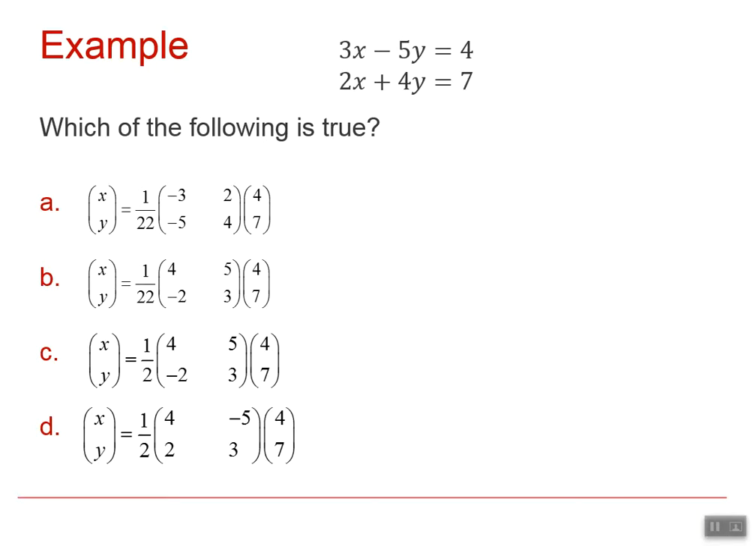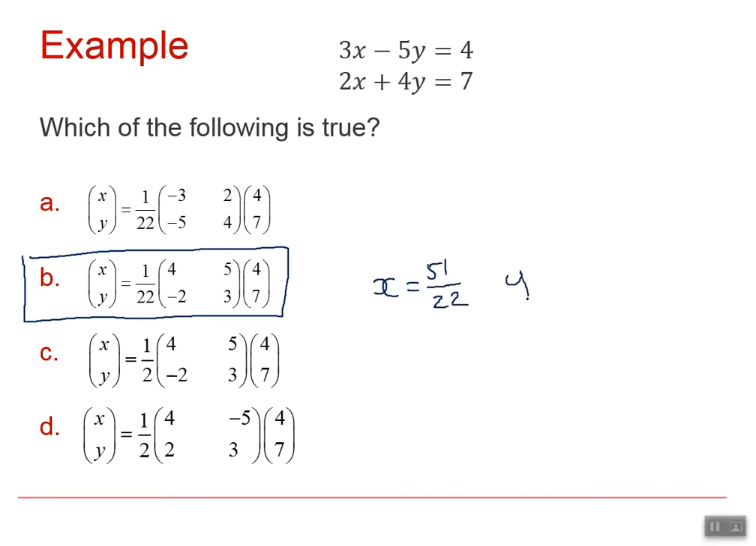Which of the following is true? We should find out that this is the correct matrix equation to find our solution. And if you follow through with the working, you should end up with x equals 51 over 22, y equals 13 over 22.